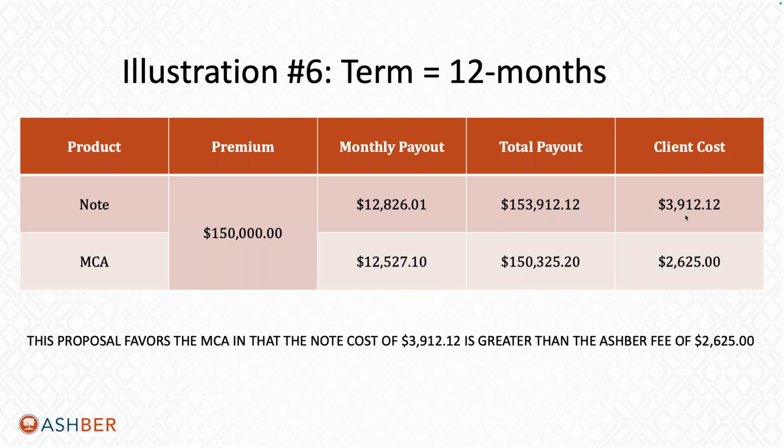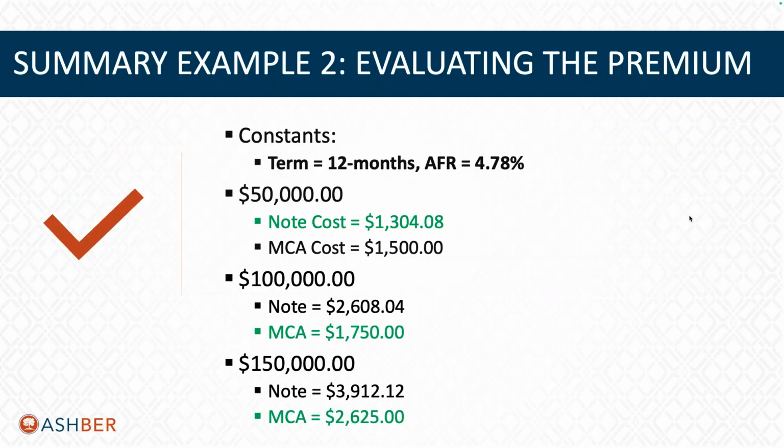And then looking at the last illustration here, 12 months, and we're doing $150,000. In this scenario, we see the cost of both the note and the annuity go up, but we see the cost of the note go up at a greater rate. So the cost of the note goes up to $3,912, and the cost of the annuity goes up to $2,625. So in this scenario, a community spouse spend down, you would probably be using the MCA from an economic perspective, because you're saving the client roughly $1,300 on this particular transaction.